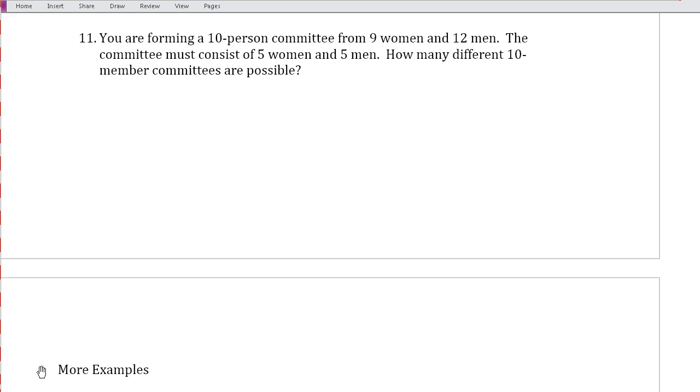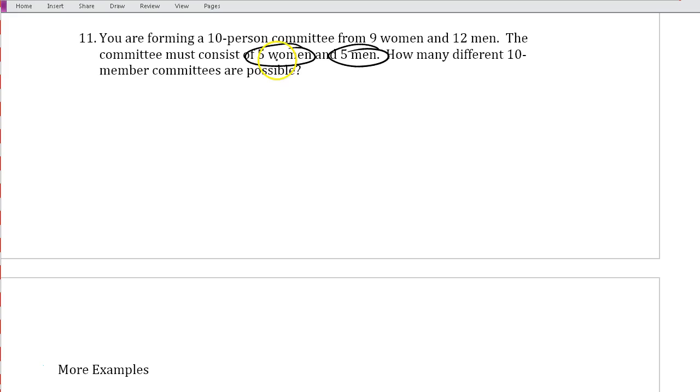So for number 11, we're forming a 10-person committee from 9 women and 12 men. The committee must consist of 5 women and 5 men. So how many different 10-member committees are possible? So we really have 2 events here. We're choosing 5 women from a pool of 9, and we're choosing 5 men from a pool of 12.